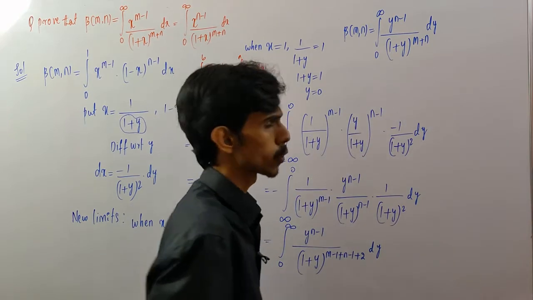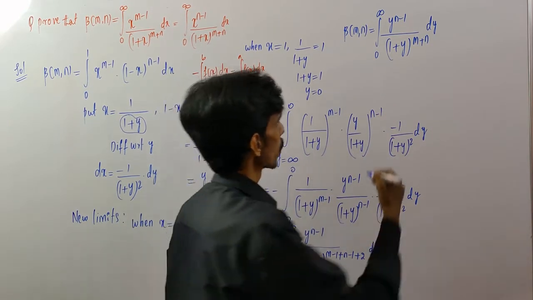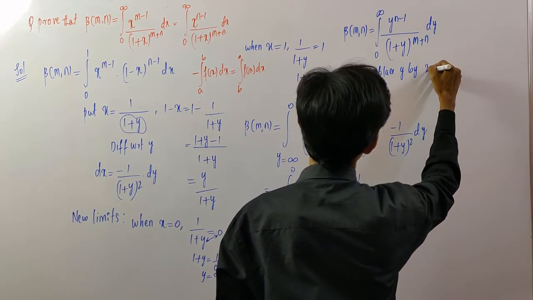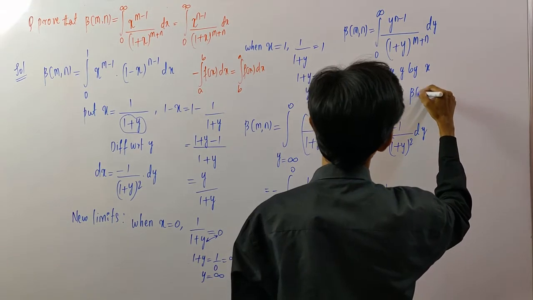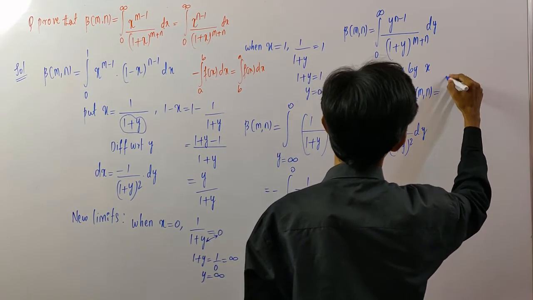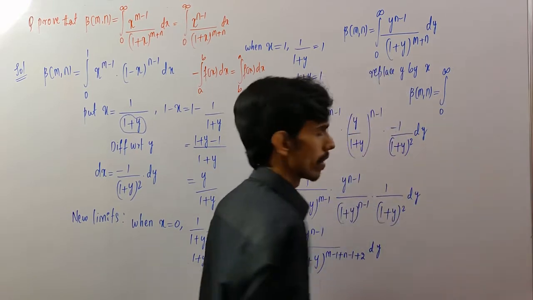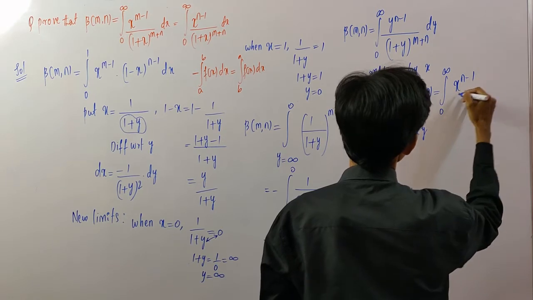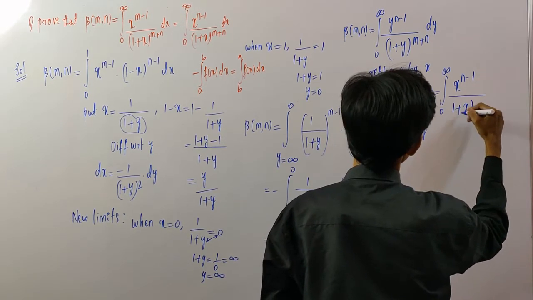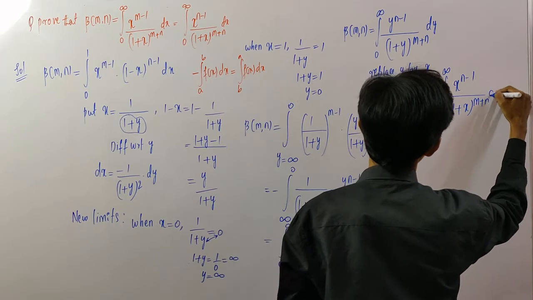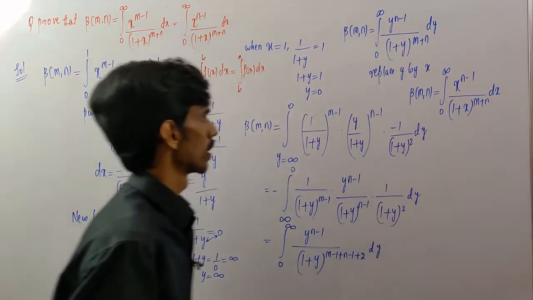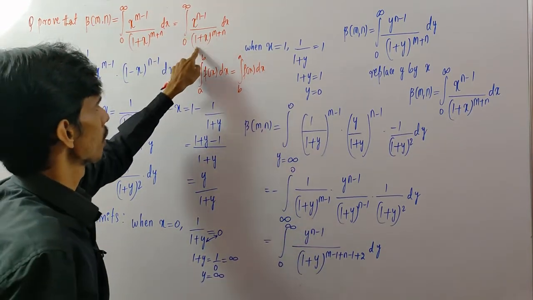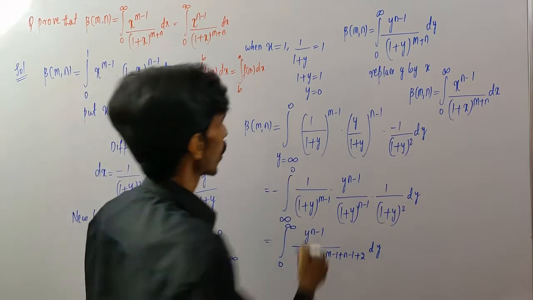Here this integral is in terms of y. This integral can also be expressed in terms of x. So replace y by x. Then we have beta of m comma n as integral 0 to infinite, everywhere replace y by x. So it will become x power of n minus 1 divided by 1 plus x whole power of m plus n dx. Beta m comma n equal to 0 to infinite x power of n minus 1 over 1 plus x whole power of m plus n dx. We got this.